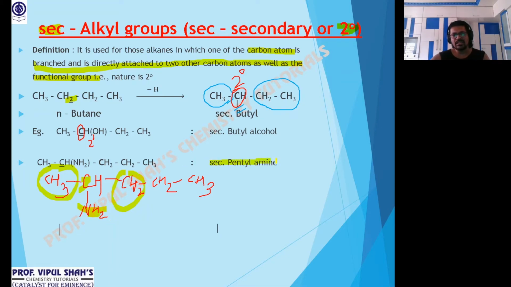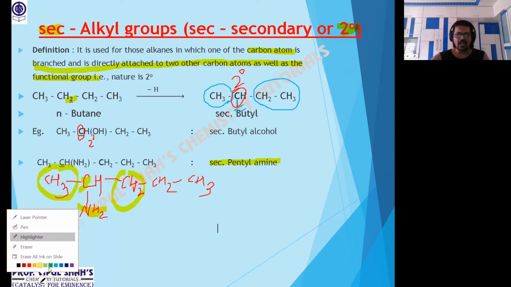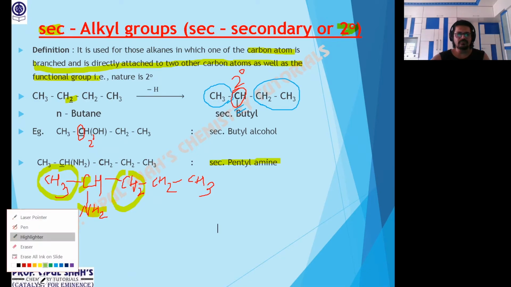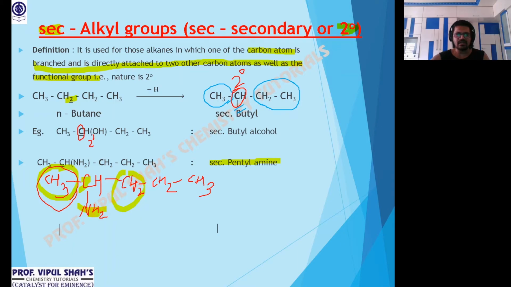Once again, can this be iso? No. Why? Because if you observe the branch carbon atom, that is this one, what are the alkyl groups over here? If you observe, this alkyl is methyl and this is 3 carbon atoms, so this is propyl. Are both same? No. So this can't be called iso. Okay. Now the question comes.